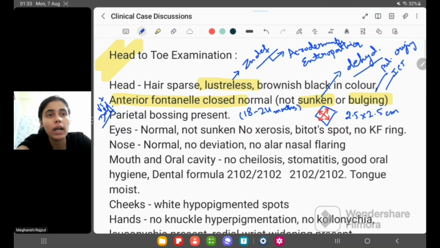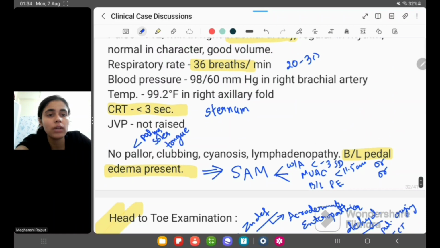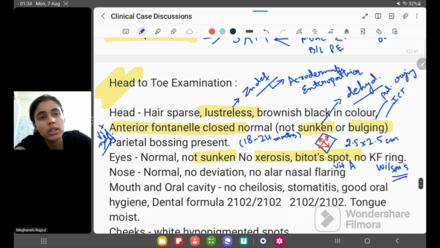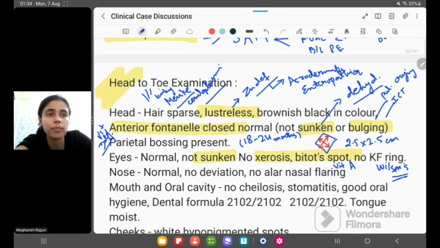The eyes, you don't have to just say it is normal. You need to specify that yes, I have seen that they are not sunken, to rule out any dehydration in the child. Bitot's spots for vitamin A deficiency, KF ring for Wilson's. Another disease is if I have found the hair to be kinky, that is in Menkes disease. Kinky hair Menkes disease is there, and that is also associated with ceruloplasmin, a copper transporter. Okay.